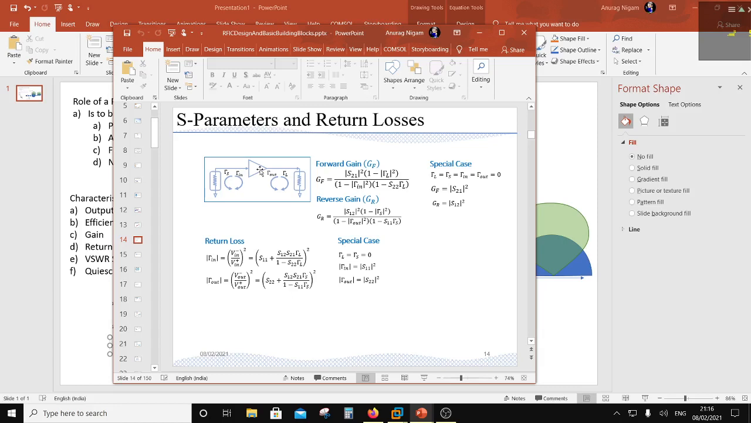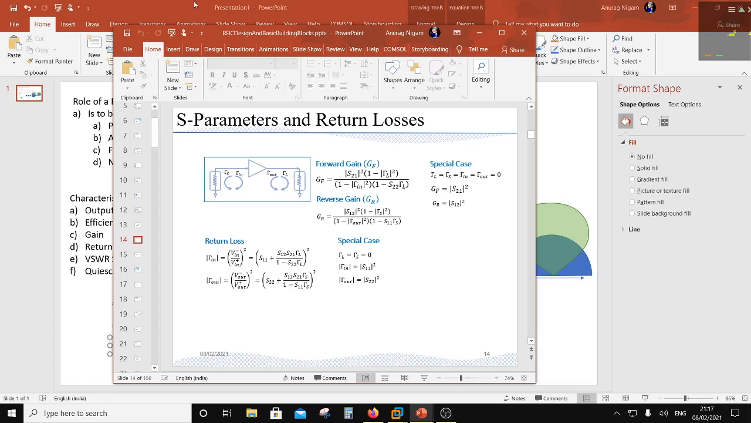So in a two-port network, we had S11, S22, S21, and S12. Now, is S11 the return loss or S22 the return loss? The answer is no. It is a return loss under a special condition. Similarly, is S21 a gain? No. It is a gain under a special condition, that both the ports are matched to 50 ohm. Similarly, reverse gain is S12 only when both the ports are matched to 50 ohm. In all other conditions, it will not be called the gain or the reverse gain.